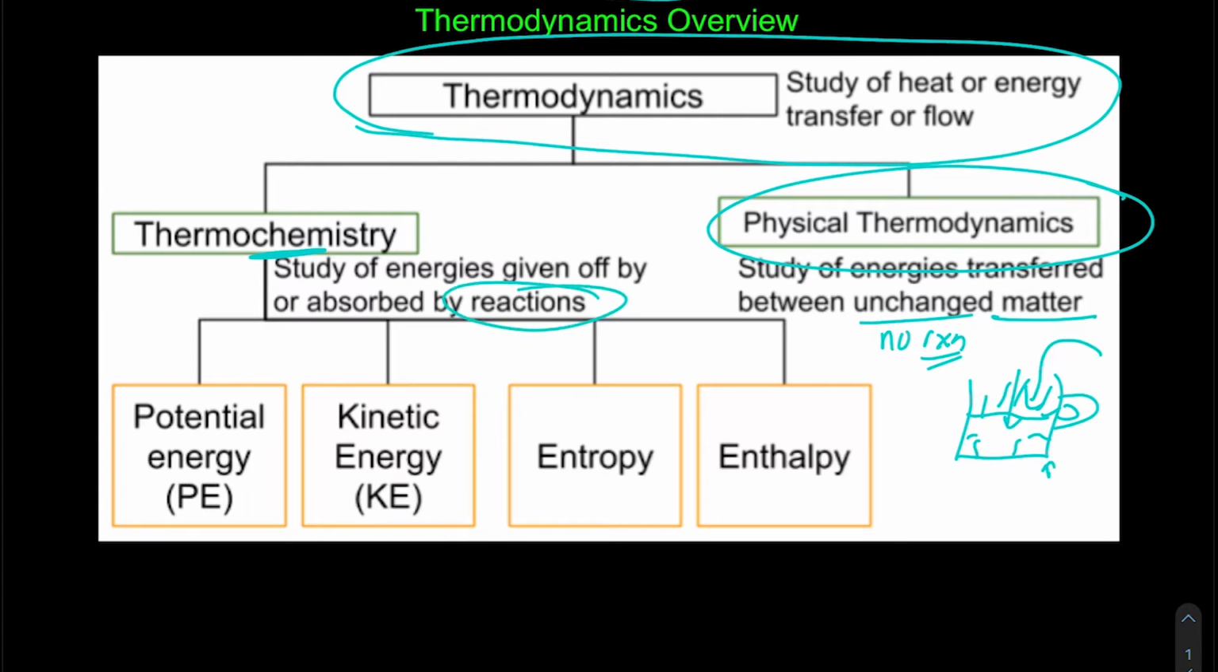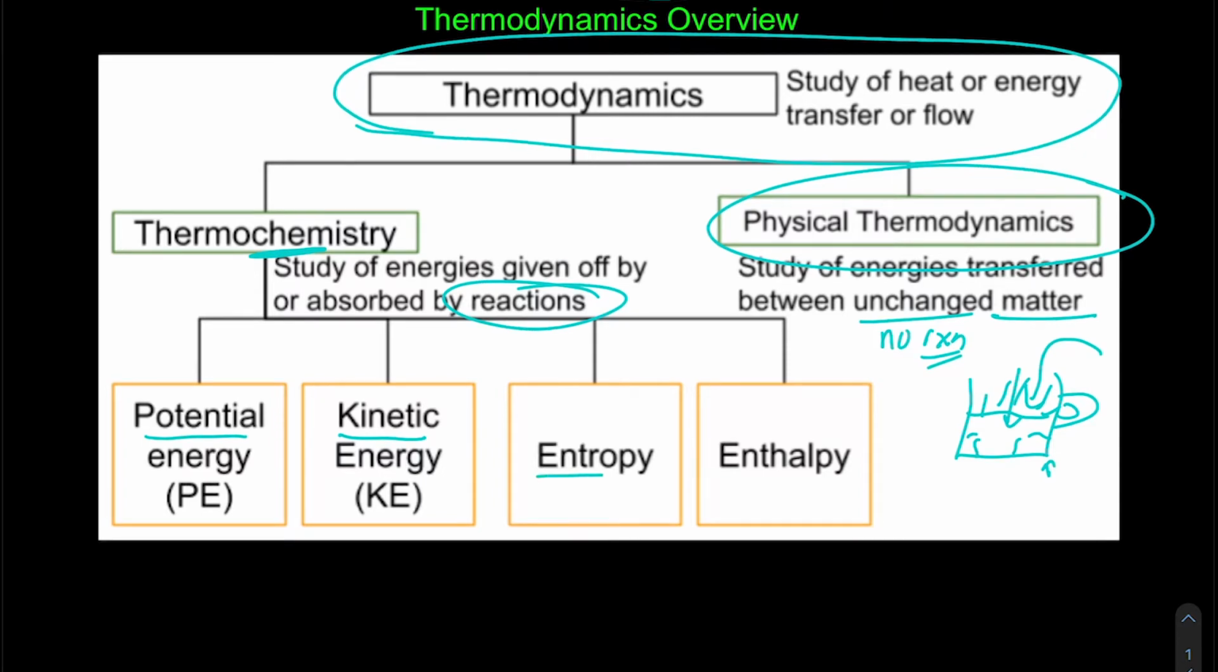Now, when we think about thermochemistry, this is looking at energy given off or absorbed by a reaction. So now we have a reaction occurring, and we're thinking about the process where we're going to have some relationship between potential and kinetic energy. Some of the bigger ideas we'll see are entropy and enthalpy. Because we're looking at a reaction, we're looking at a change. That change could correspond to a change in enthalpy, H, a change in entropy, S, maybe a change in kinetic energy, or a change in potential energy.